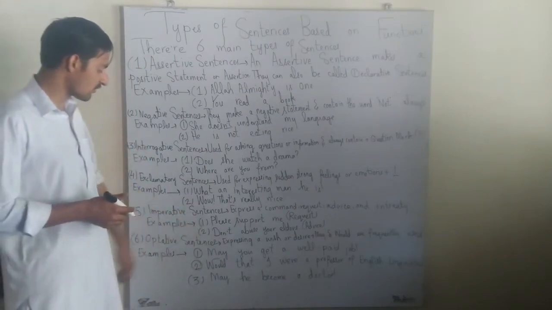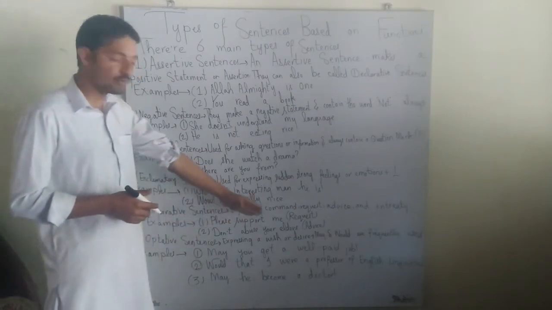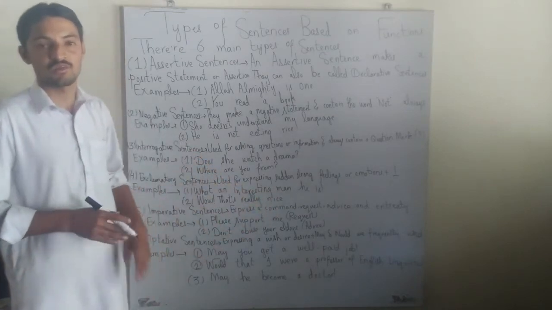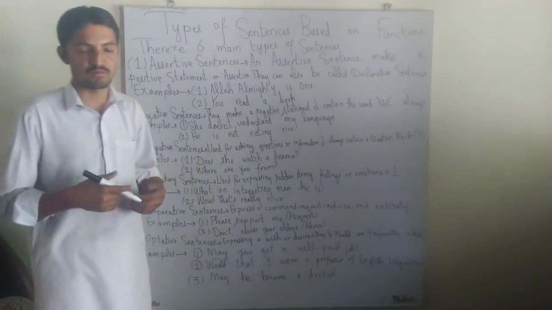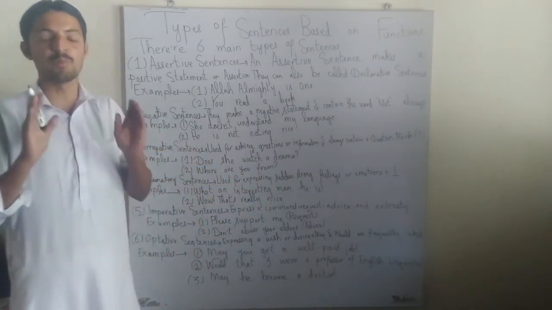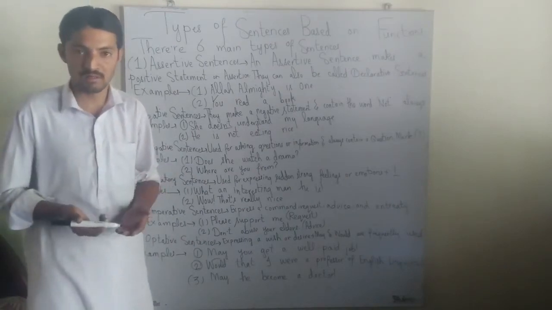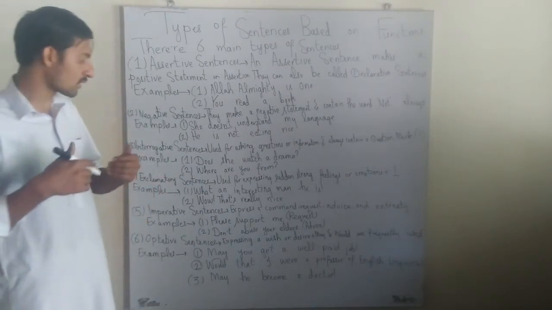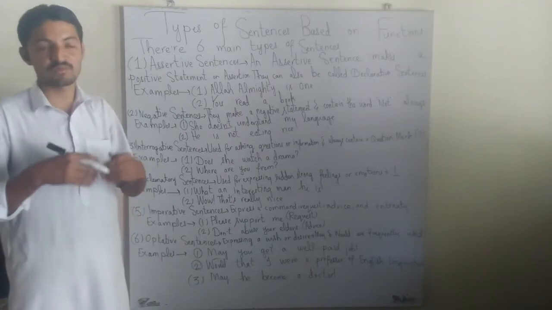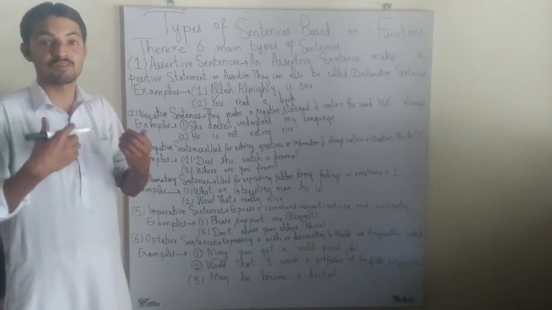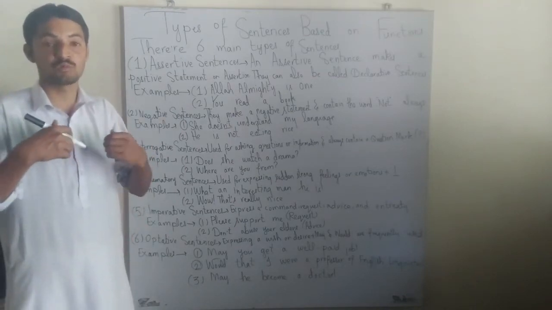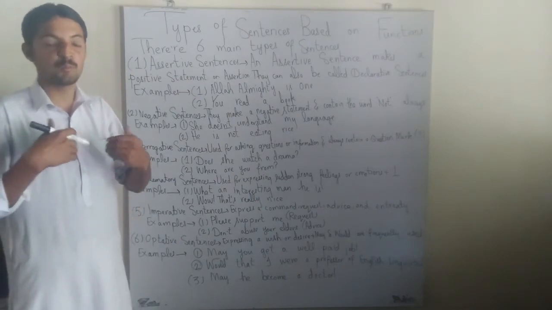Then we have the second sentence, "Don't abuse your elders." Once again, it is an imperative sentence and the best example of one. Why? Because we are talking about advice. In this sentence we have been given a piece of advice. That is why it is an imperative sentence.